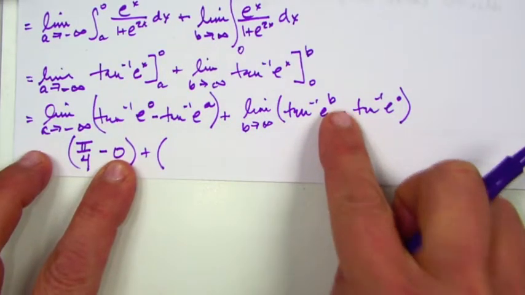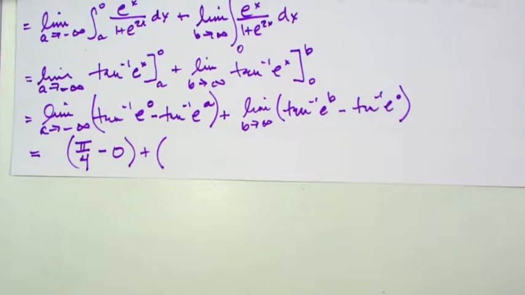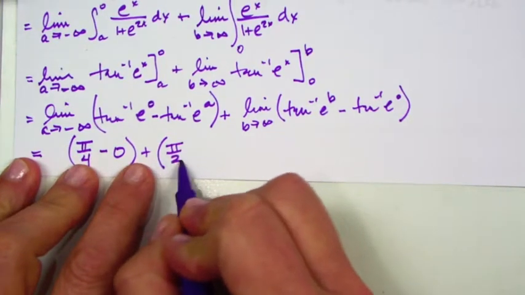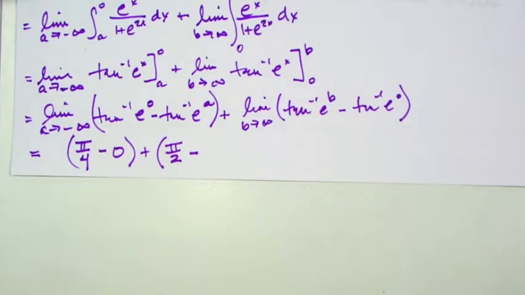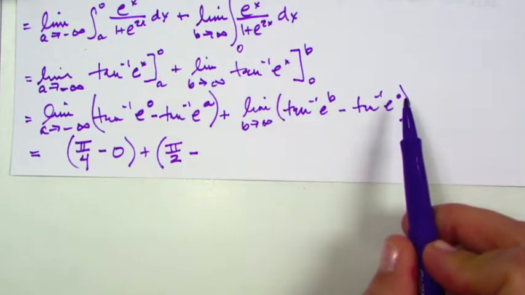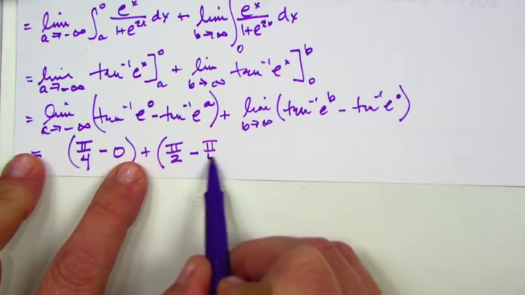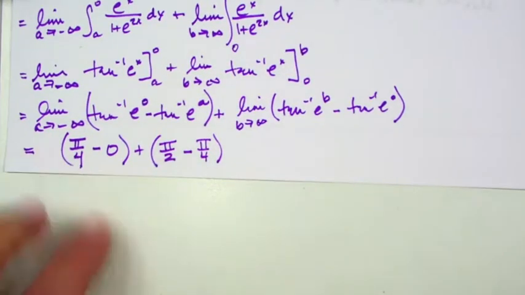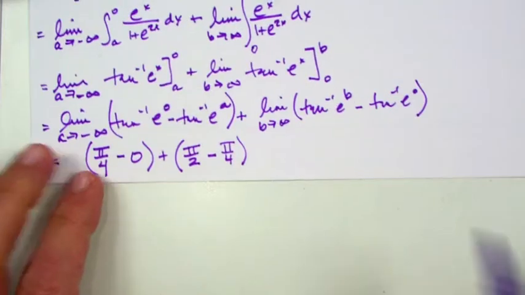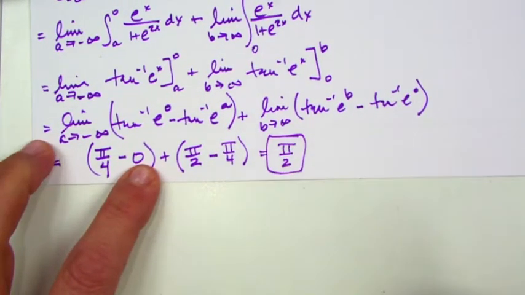E to the infinity is infinity, right? So where is tangent approaching infinity? At pi halves. Very good. Minus. This one is where is tangent 1 again? Pi fourths. So what's your final answer? Pi halves. Who knew?